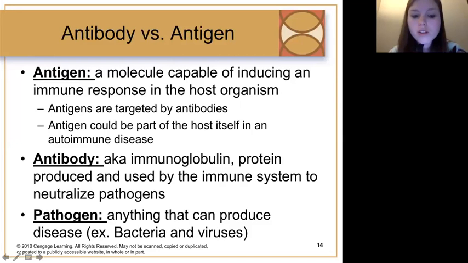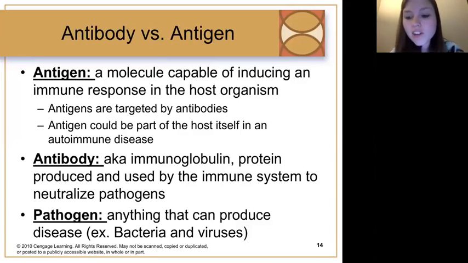Just a few definitions to kind of help you understand adaptive immunity. So an antigen is simply a molecule that can induce an immune response. Anything that induces an immune response can be an antigen. So antigens are then going to be targeted by antibodies that are going to deal with the antigens. And one thing that is interesting to remember is that it's anything that can induce an immune response.